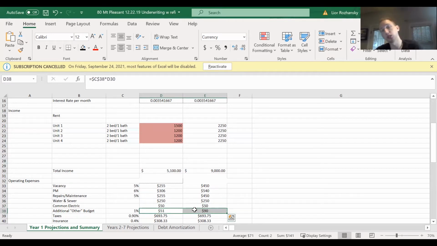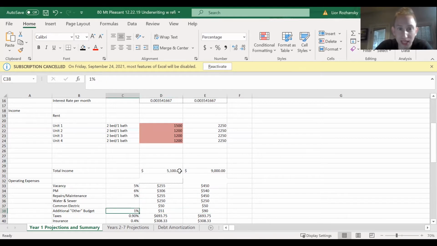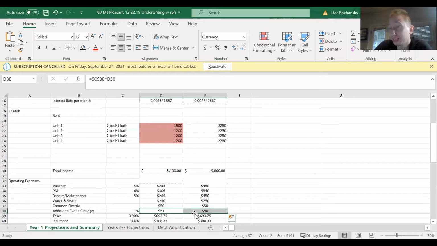Next, I have an other budget. Now you can see here again, I used a technical 1% of my gross monthly rents to figure this out. Again, if you think about it, that's just not right. It sounds good in theory, but in reality, it doesn't make sense that you'll have less other costs, like snow removal, pest contracts, or any other stuff that may pop up. It doesn't make sense that cost would be different depending on your rent roll.